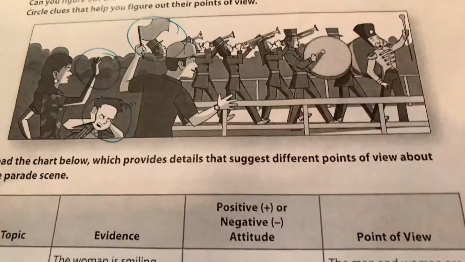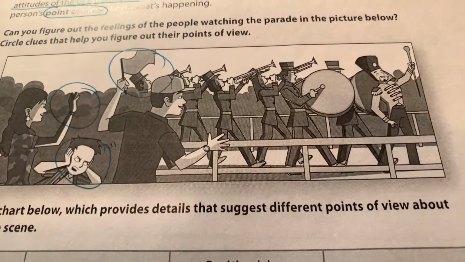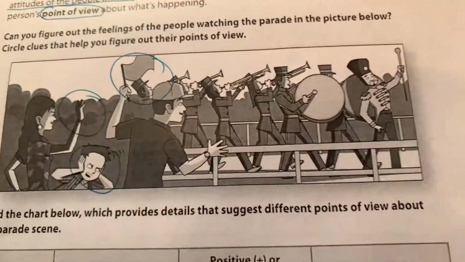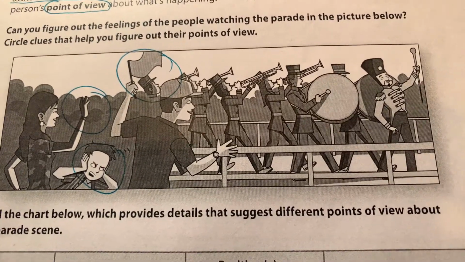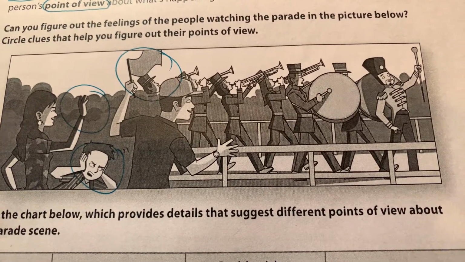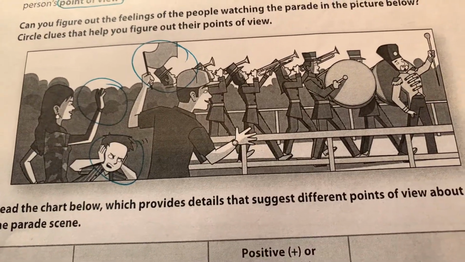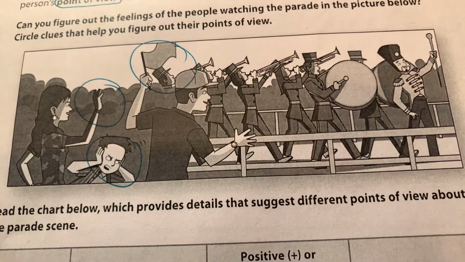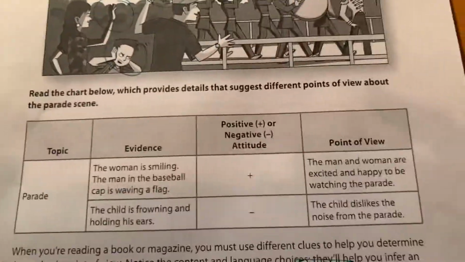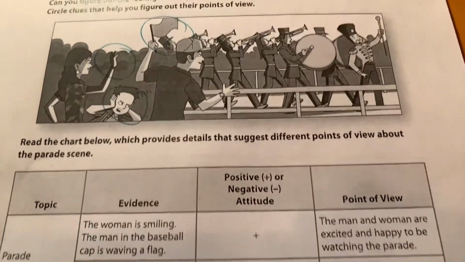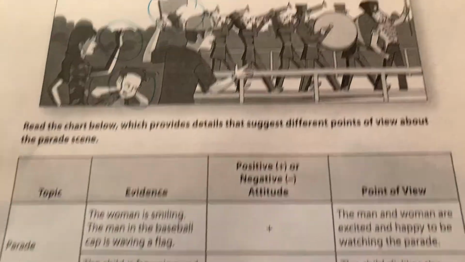So I have this picture in front of me, and this picture I think is really awesome. The question above it says, can you figure out the feelings of the people watching the parade in the picture below? And it says, circle any clues that help you figure out their viewpoints or their points of view. So we've got these three people over here. There's this awesome parade going. So what we're going to do now is look at the topic. The topic of this picture is this giant parade, right? We see the marching band there. We see people waving in the crowds.